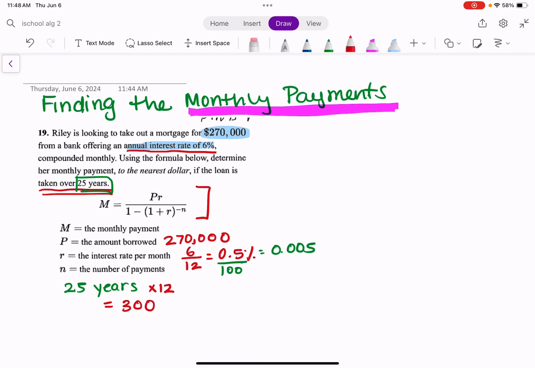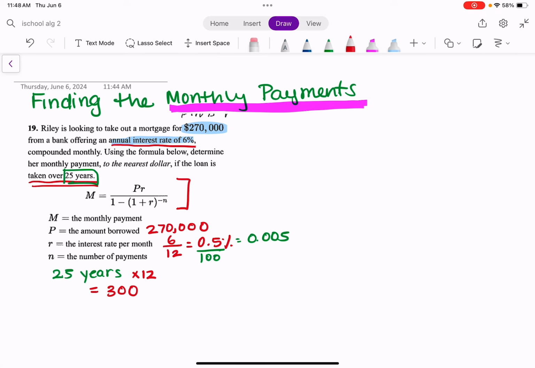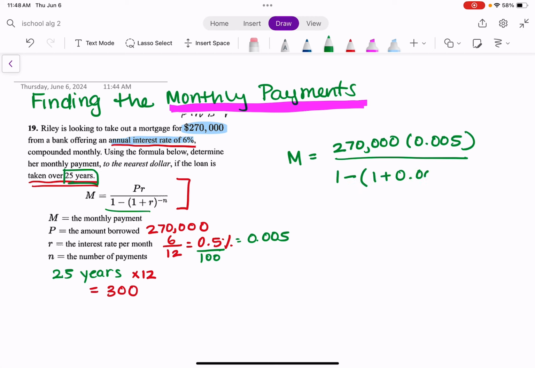So now we have all our information and we can put it in the formula. Again, I don't know what M is, so I'm just going to write M equals, and then I have P times R. So the amount that she borrowed is $270,000. And then R, my interest rate, is 0.005 all over, again following this formula right here, 1 minus 1 plus 0.005 to the negative, and then my N, the number of payments she's making, is 300. So this is the formula that we use to find the monthly payments.